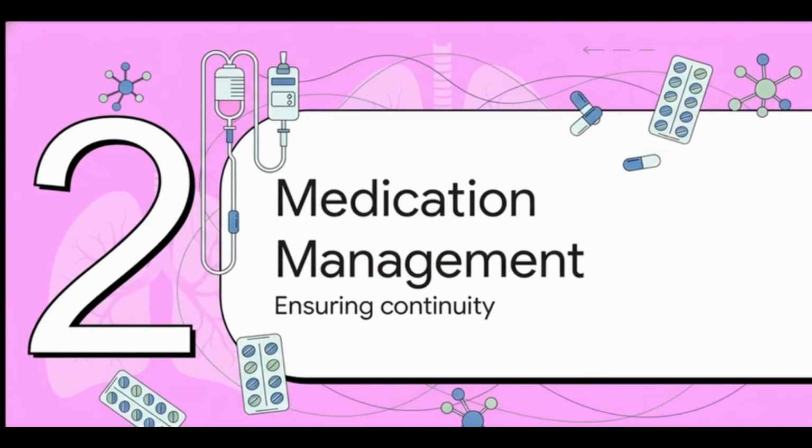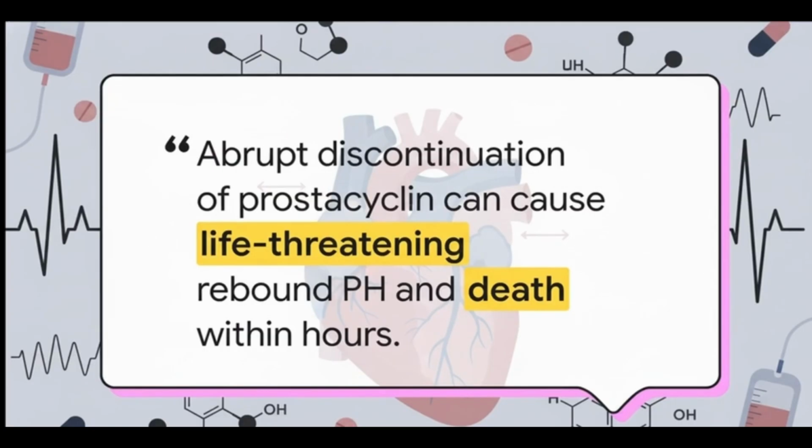Okay, let's move on to medication management. The guiding principle here is actually really simple. Do not stop any of the patient's baseline PH-specific meds, period. Let me be perfectly clear about this. Stopping these medications is not an option. It's a Class 1 recommendation to continue them. We're talking life or death, especially with the prostacyclins. If you abruptly stop those, you can trigger fatal rebound pulmonary hypertension and total cardiovascular collapse, sometimes within hours.